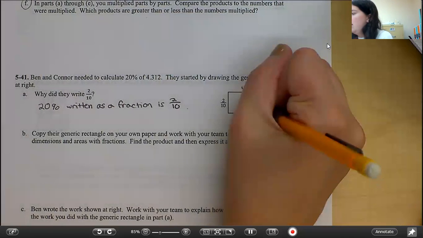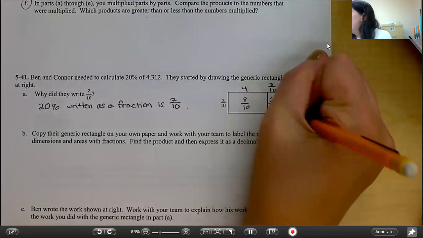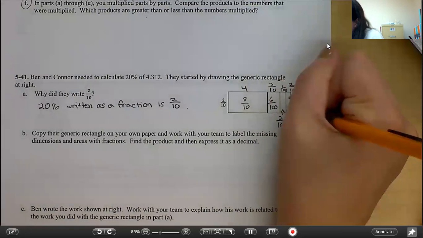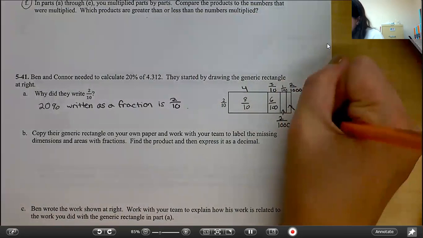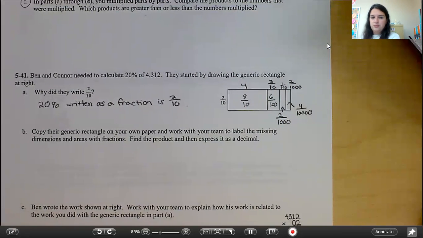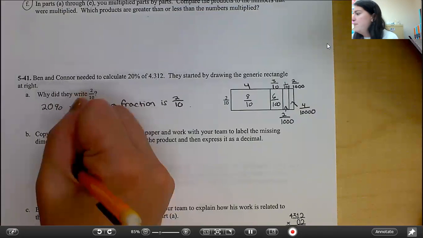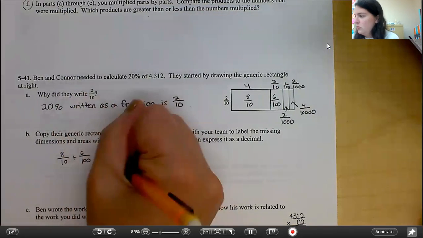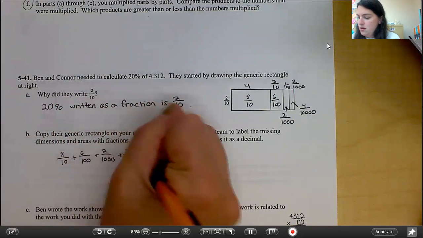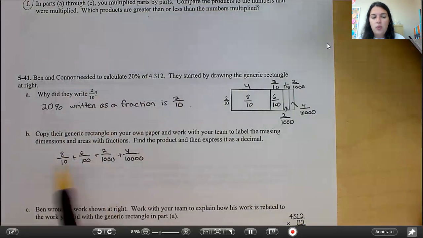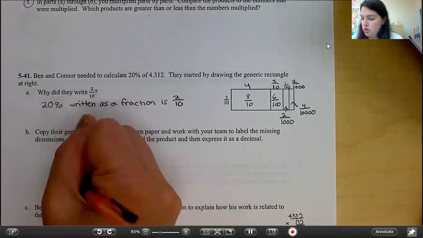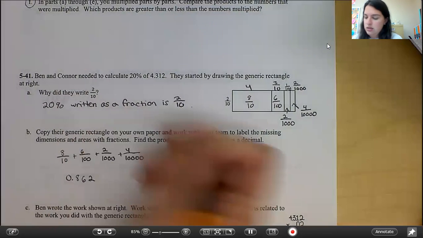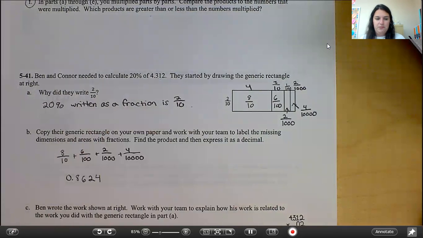So when you multiplied, you would have had 8/10, 6/100ths, 2/1000ths, and 4/10,000ths. So we needed to find the product: 8/10 plus 6/100ths plus 2/1000ths plus 4/10,000ths. So instead of trying to find a common denominator here, all we have to do is put these decimals in their correct spot. So we have 0 and 8/10, 6/100ths, 2/1000ths, 4/10,000ths, which would be your answer.